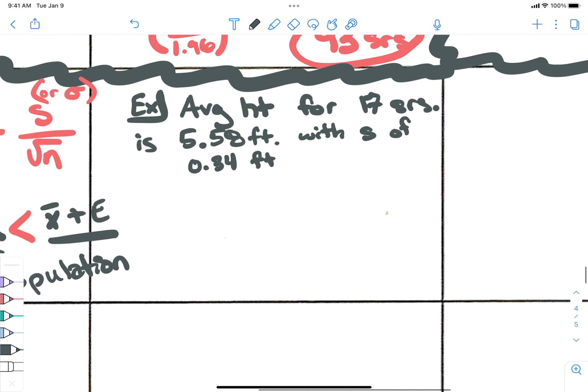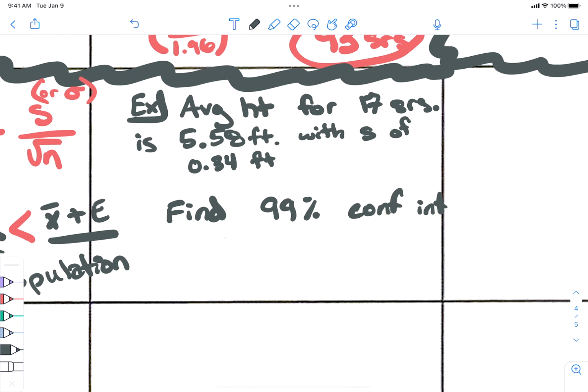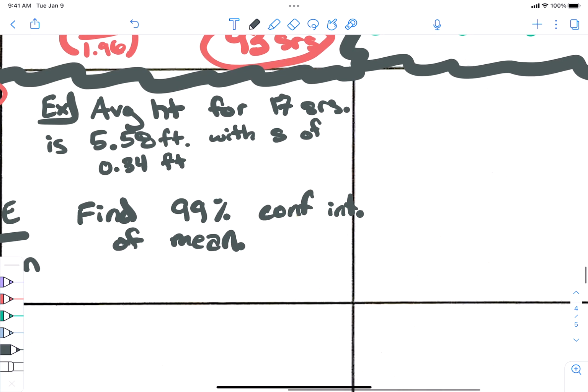All right. What should we do? A 99% confidence interval. Okay, find a 99% confidence interval for the mean.